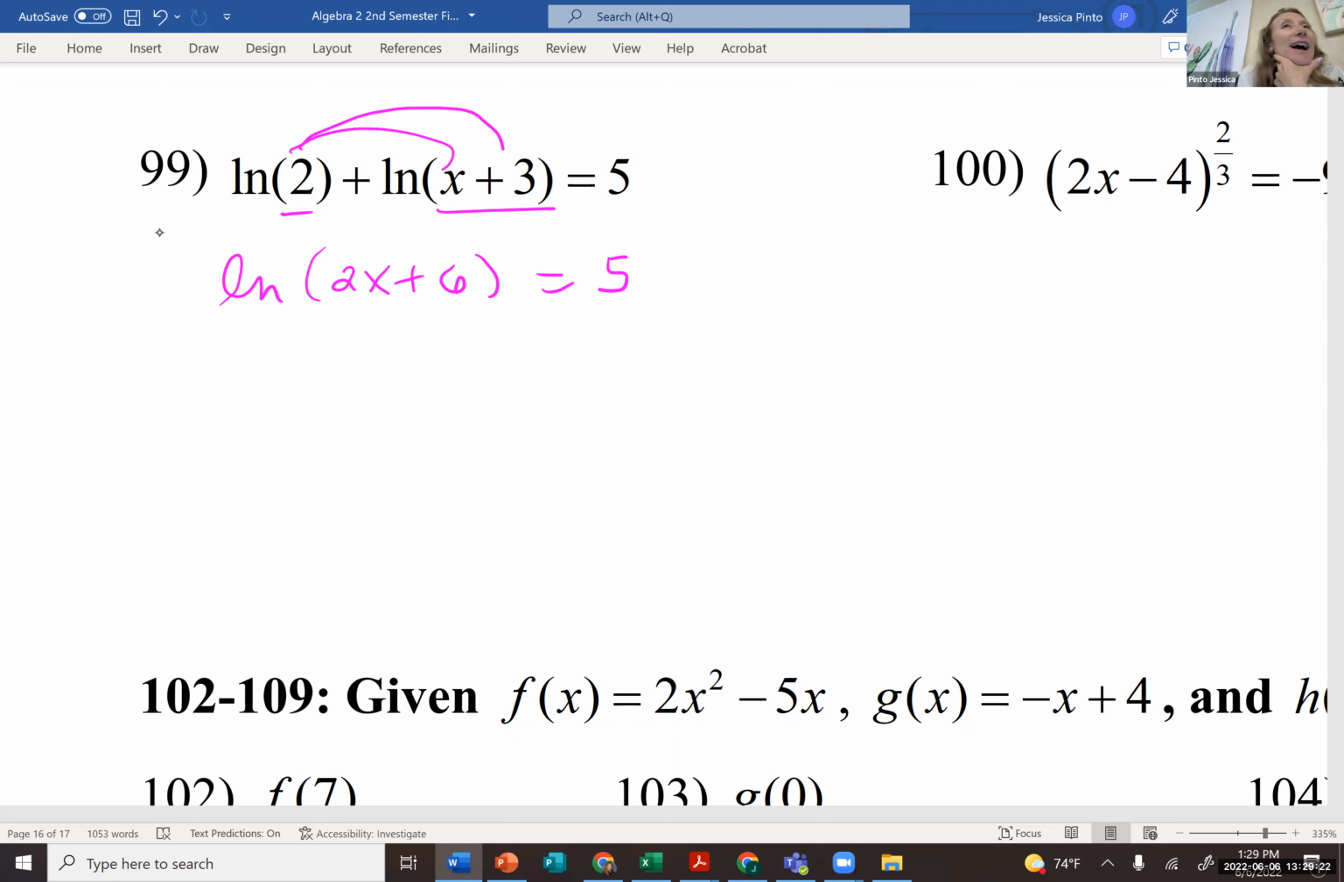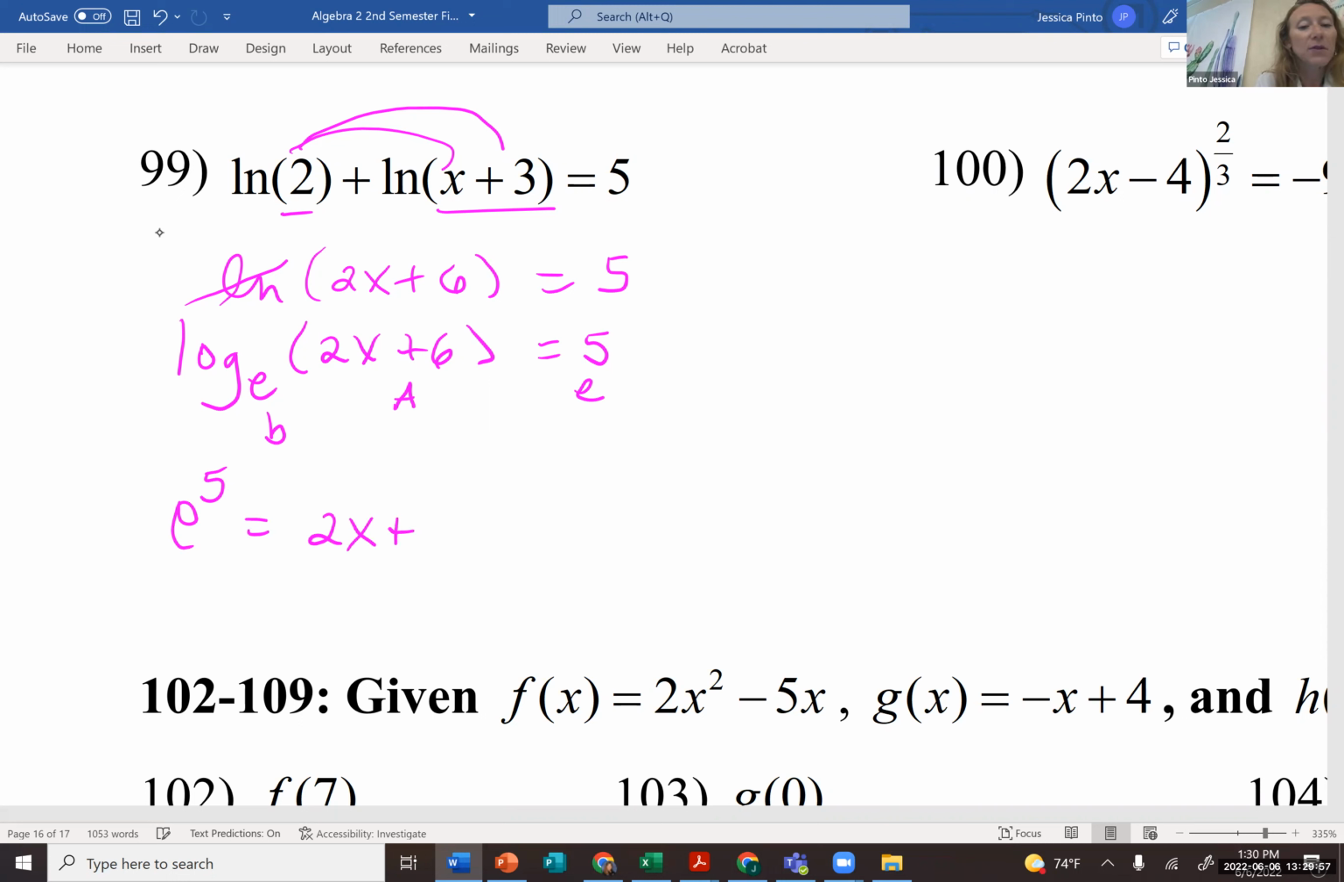Now with ln, I want to remind myself how to do that. And I remember that ln is log base e. So just to exaggerate that, I'm rewriting it so that I can visually see the base, because when it's in this form, it's much easier for me to identify the base, the answer, and the exponent. So here's the base, here's the answer, here's the exponent. So the exponent will be 5. This will be e to the 5th power is equal to 2x plus 6.